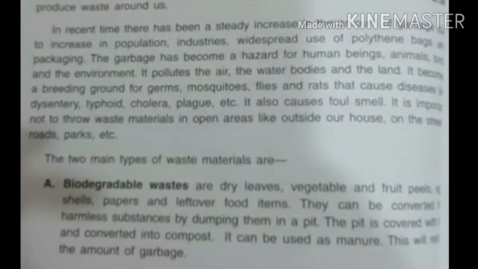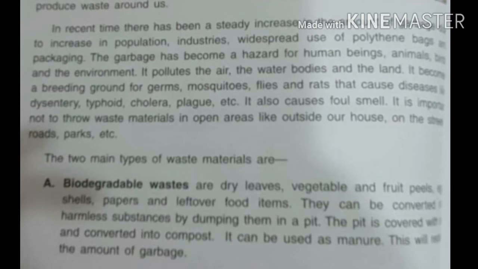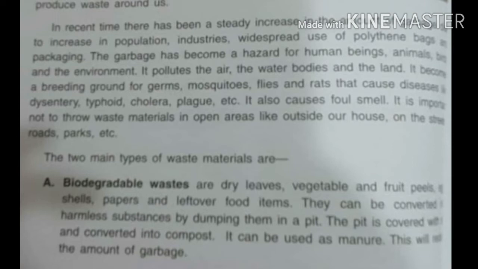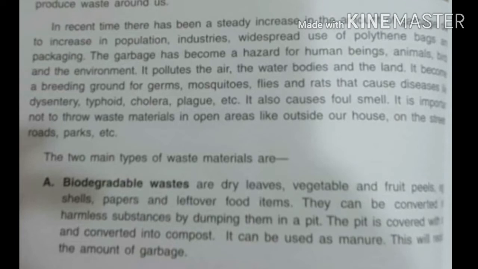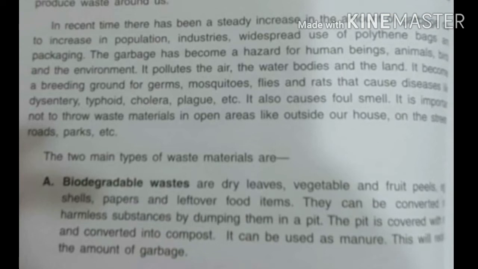Now let us learn how many types of waste materials there are. There are two main types of waste material: biodegradable and non-biodegradable. Biodegradable waste can be converted into harmless substances by just dumping it into a pit. When we dump this waste into a pit, it will convert into compost, which can be used as manure, and it will decrease the amount of garbage.